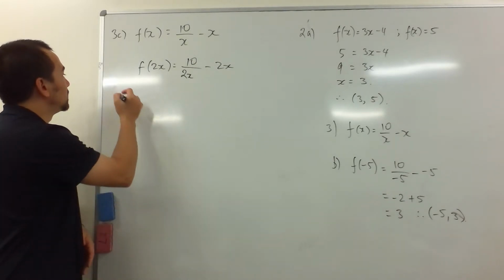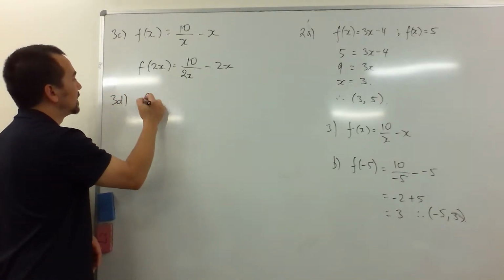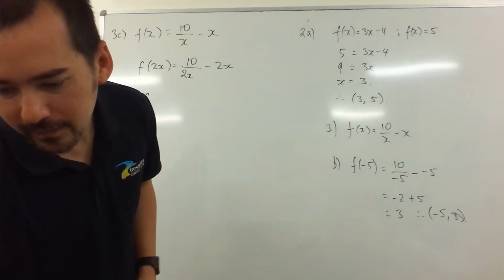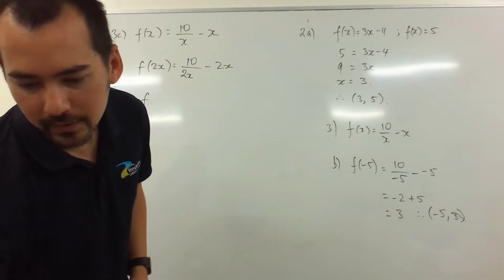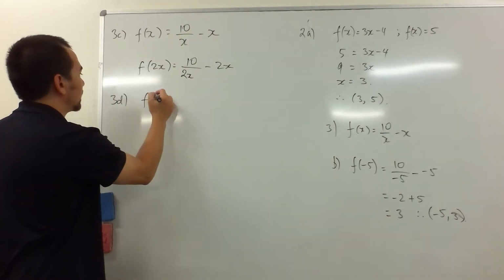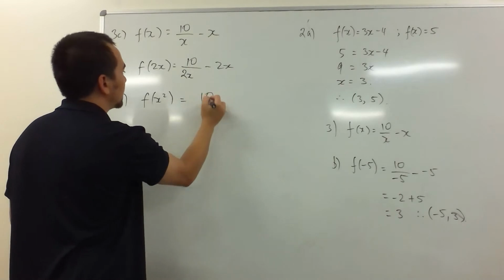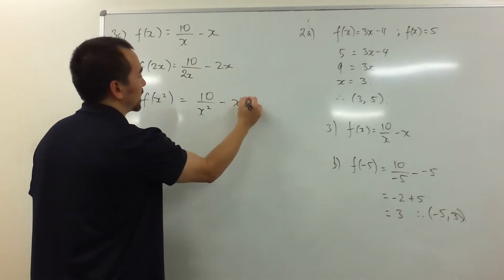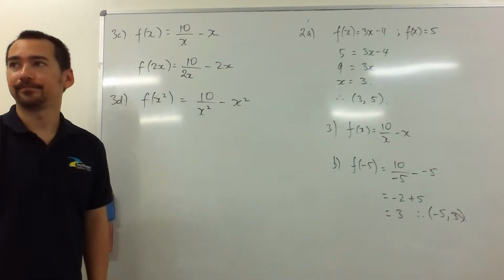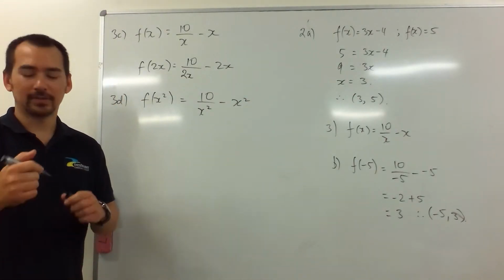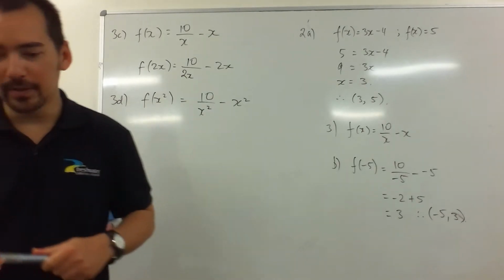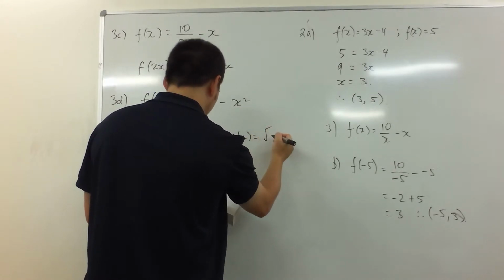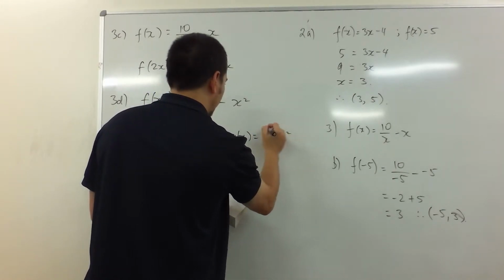Okay. Question 3d, it says find the function of x squared. Okay. So instead of 10 over x, we're going to write 10 over x squared. Instead of taking away x, we're going to take away x squared. That's it. Any questions? Good. Pretty straightforward. The function is equal to the square root of 1 minus x squared.